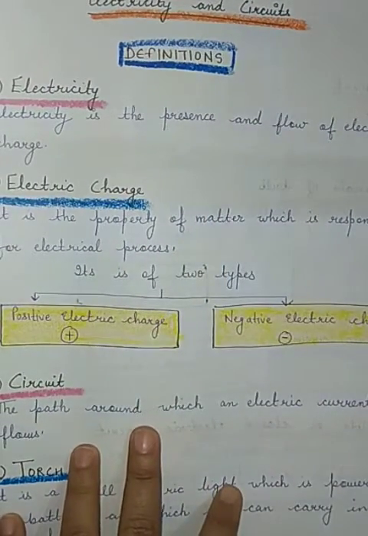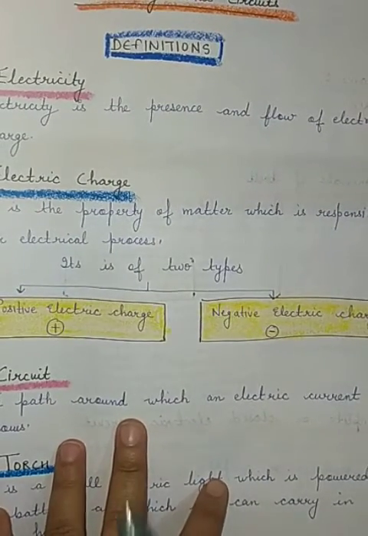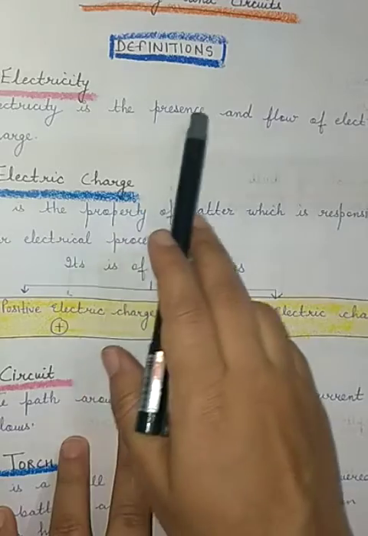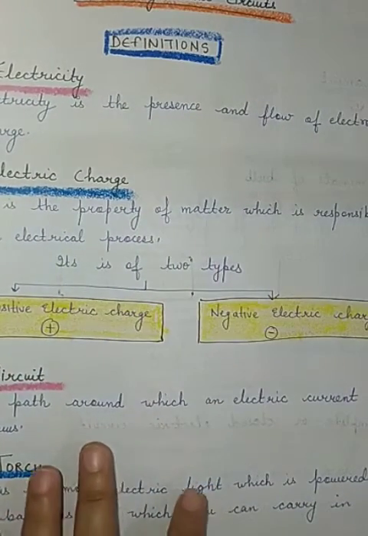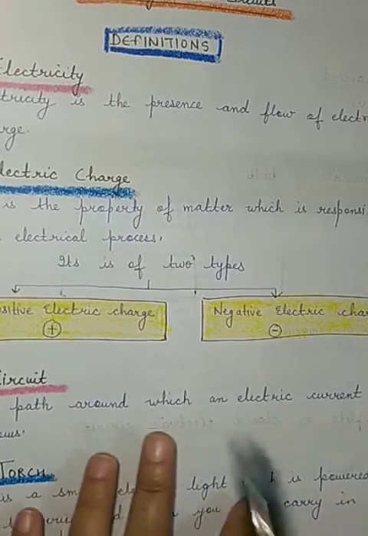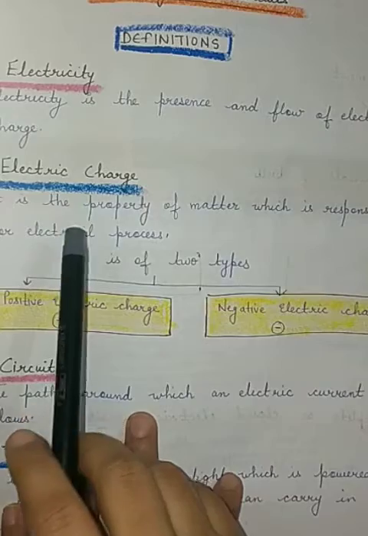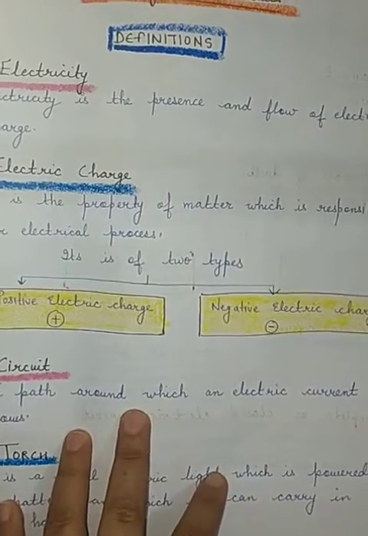So the first definition is electricity. What is electricity? Electricity is the presence and flow of electric charge. So the flow of electric charge is known as electricity. Electricity is possible due to the electric charge.